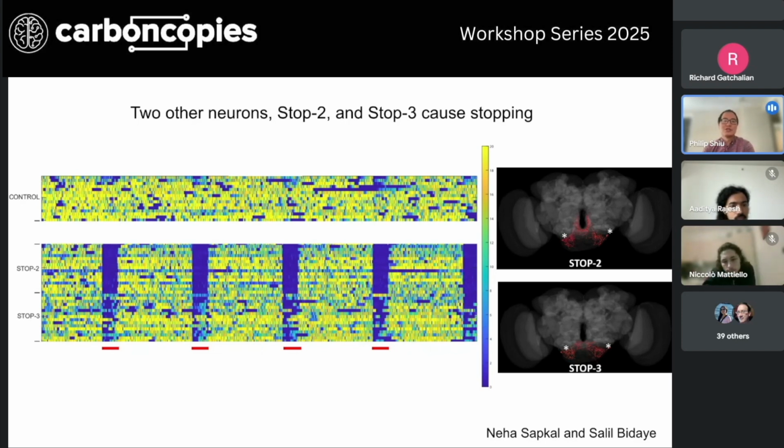There are also a couple of other neurons that control locomotion, including neurons called STOP2 and STOP3. Basically, this data shows that as you optogenetically activate either STOP2 or STOP3, the flies will stop. They will typically be walking, you activate them, and the flies stop walking.